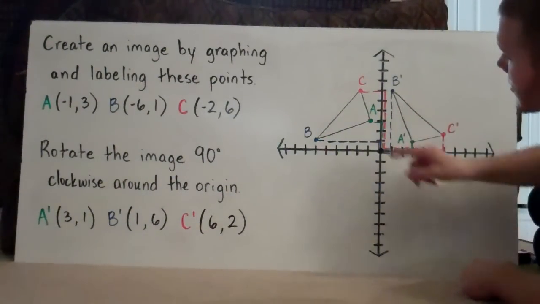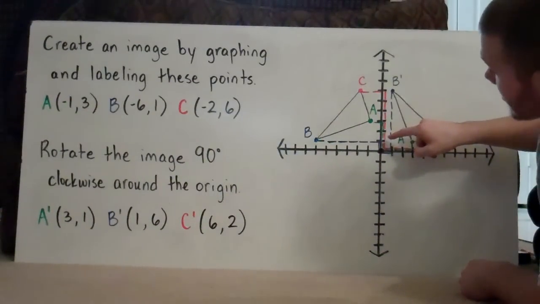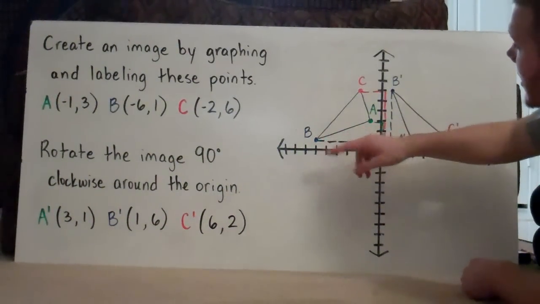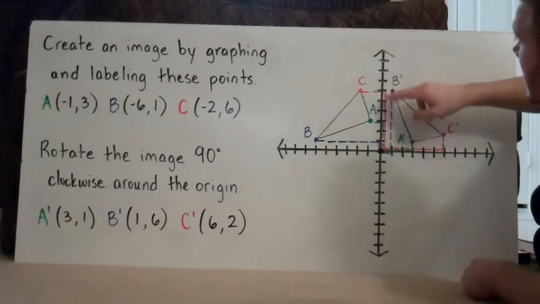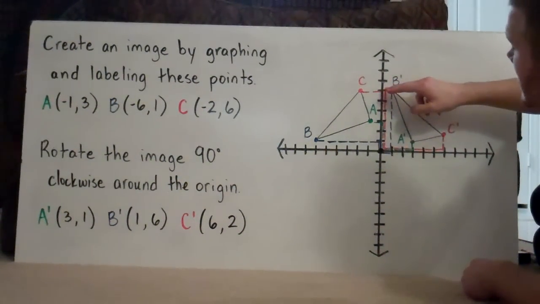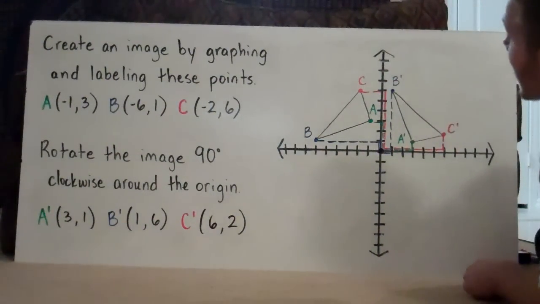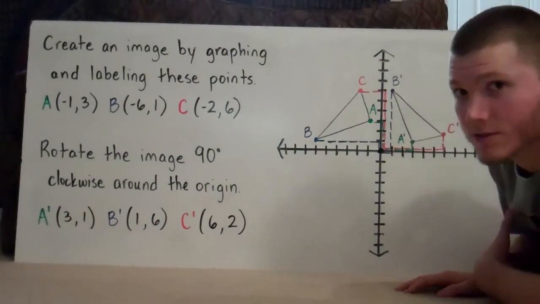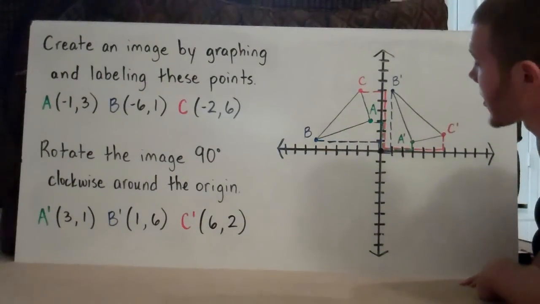For B, I'm going up 1, and then I'm running 6 to the left. For C, I'm going to be rising 6 and going back 2. Now, in order to figure out the new locations of those points, this is what we're going to do.